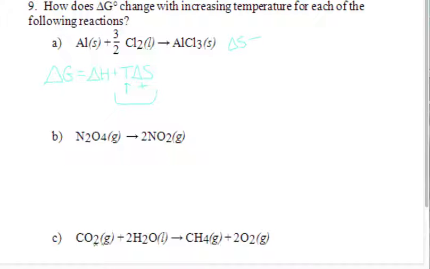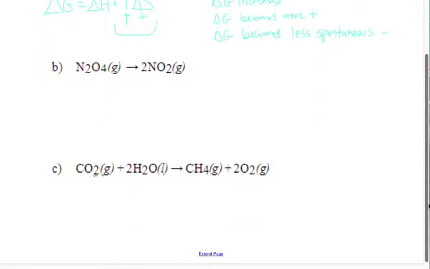Increases. There are 3 different things you could say. Delta G increases. Delta G becomes more positive, or you could say delta G becomes, in terms of spontaneity, less spontaneous. Any of those will work. If they say value, how does delta G, in my opinion, all of those are okay. If they say the numerical value, this third one I don't think would be appropriate. Okay? All right. Next one.